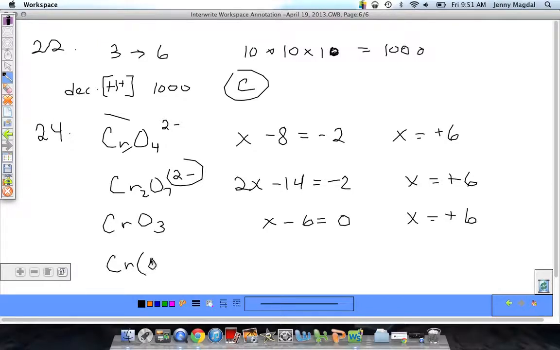Cr(OH)3, net charge overall is equal to 0. The OH polyatomic ion is always -1, and there's 3 of them, so it's -3. X for the 1 chromium that I have there is equal to +3. That is our answer, D.